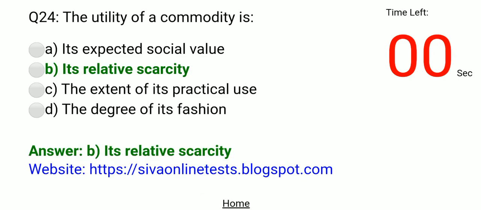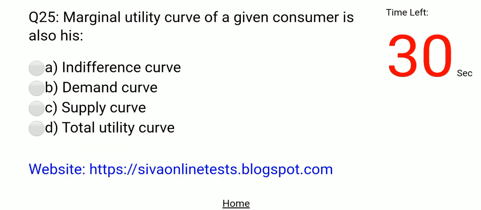Answer. B. Its relative scarcity. Question 25. Marginal utility curve of a given consumer is also his. Options. A. Indifference curve. B. Demand curve. C. Supply curve. D. Total utility curve.